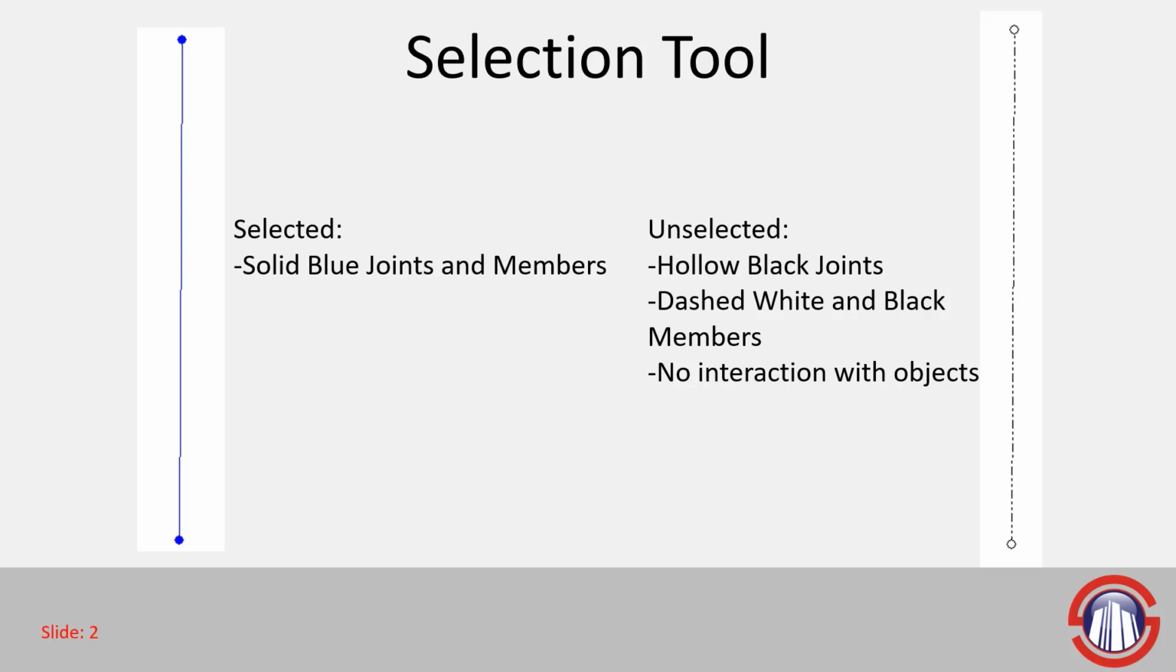And the difference between the two is that we can't interact with unselected objects. We can't apply properties, we can't delete them, we can't manipulate them in any way. Whereas selected objects we can manipulate.